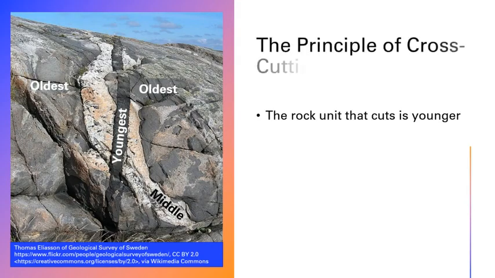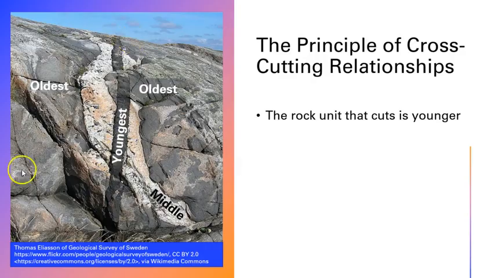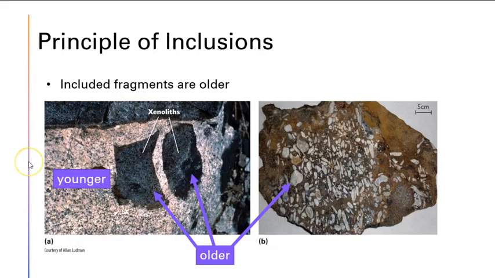The principle of cross-cutting relationships states that a rock unit or structure that cuts through another rock unit or structure is always younger. In other words, the cutter is always younger than what's being cut. The principle of inclusions observes that rock bodies or fragments contained within another rock must be older than the surrounding rock.